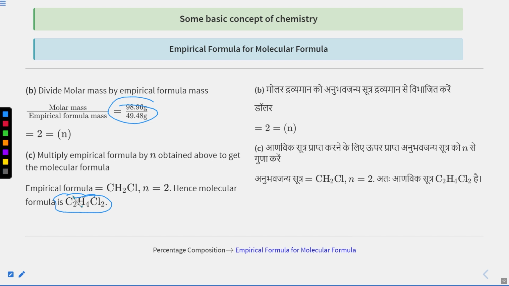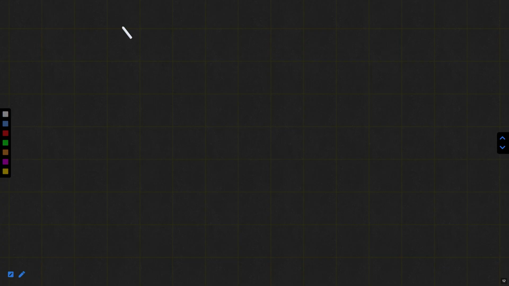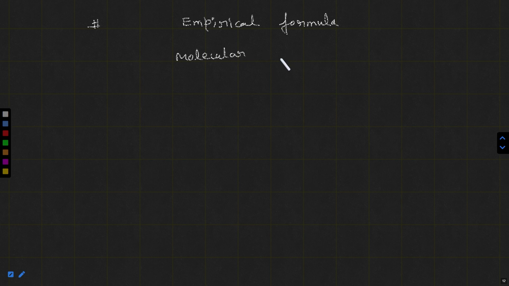So we will discuss one more numerical now. I hope so far this is clear. How can we calculate the empirical formula and molecular formula? They are very easy to calculate. In this question some values are given, right? With the help of this question, we found what the empirical formula is, what the molecular formula is, and what the difference between them is.